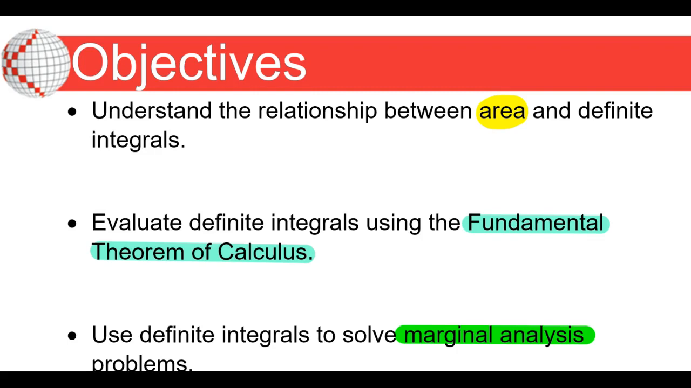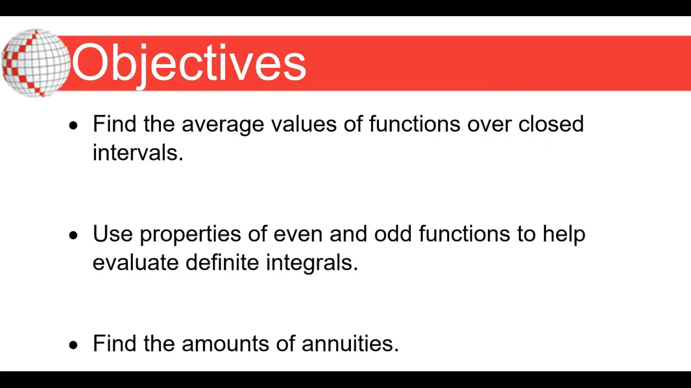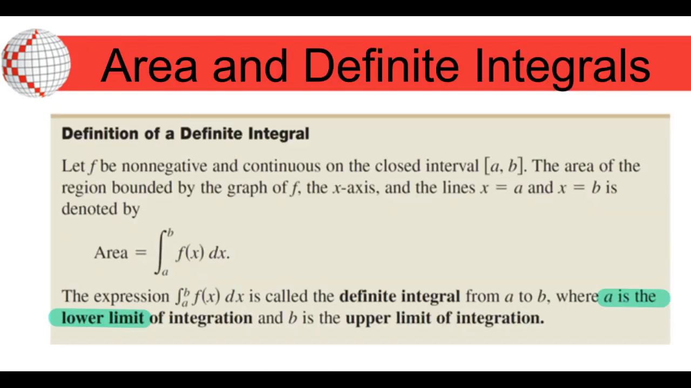Today the objectives are to understand how to find area underneath a curve, explore the fundamental theorem of calculus, and then look at business marginal analysis examples. We're also going to be finding the average values of functions, using properties for evens and odds, and talk about annuities. So this is a long video, I apologize in advance.